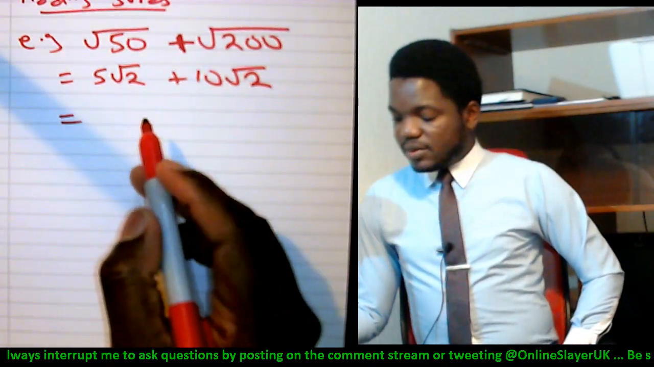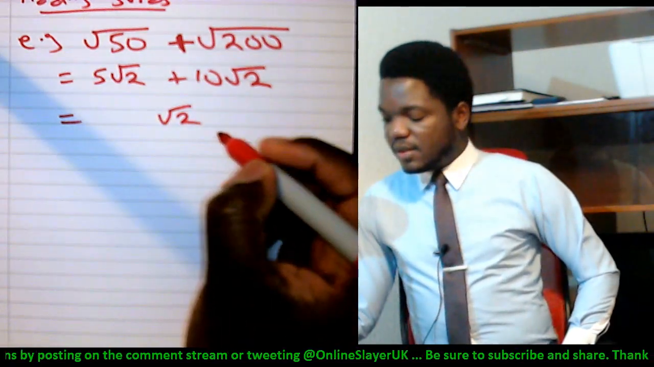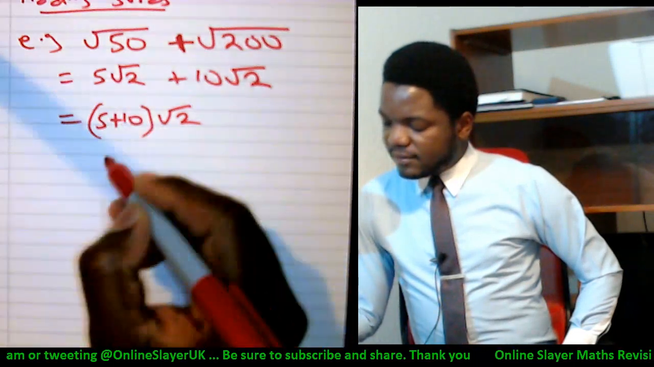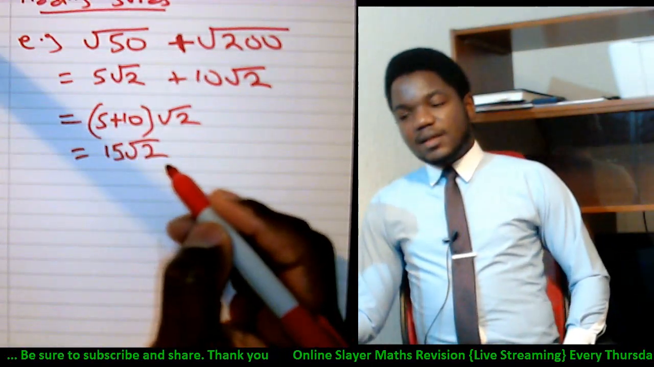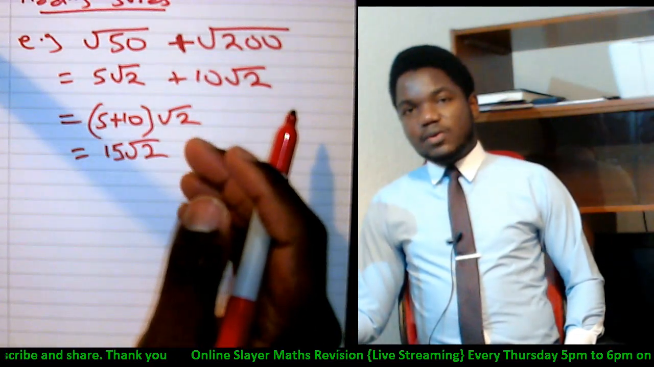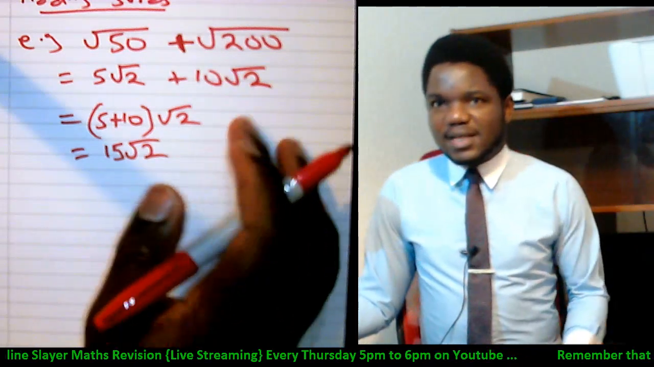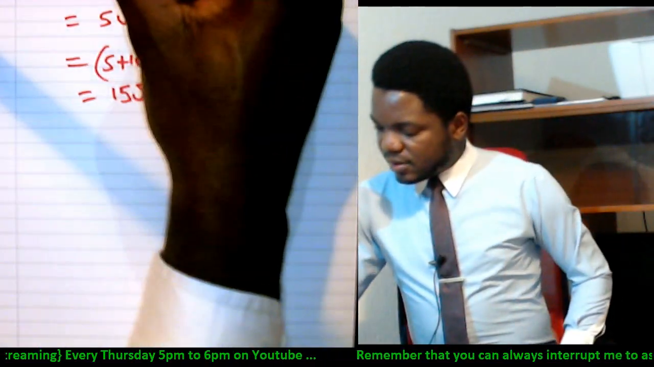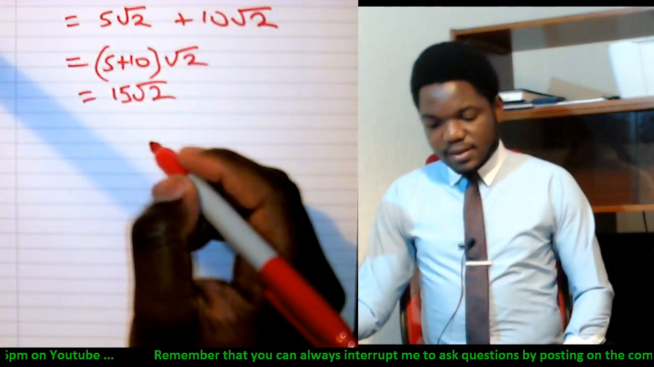All we're going to do is that because they have the same root 2, the root 2 is common to them. Then we can go on to add 5 plus 10, and that gives us 15 root 2. This will become clearer when we start looking at algebra, because you will see why it's easy to add 5x plus 10x, really. That's how to add surds, and it doesn't get more complex than that, really.